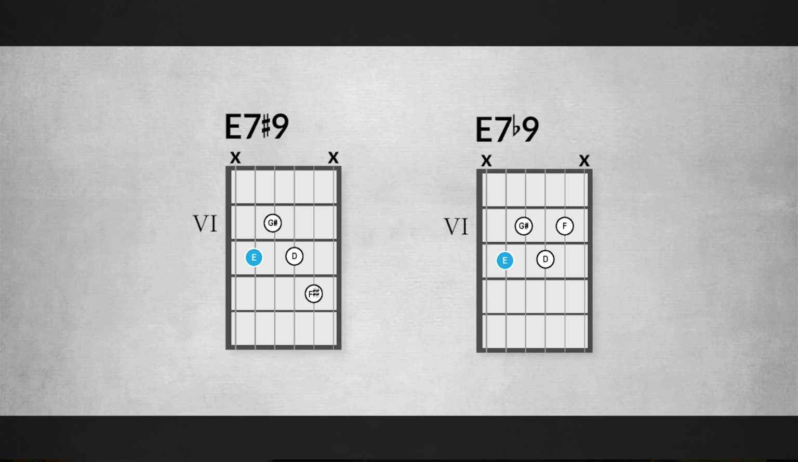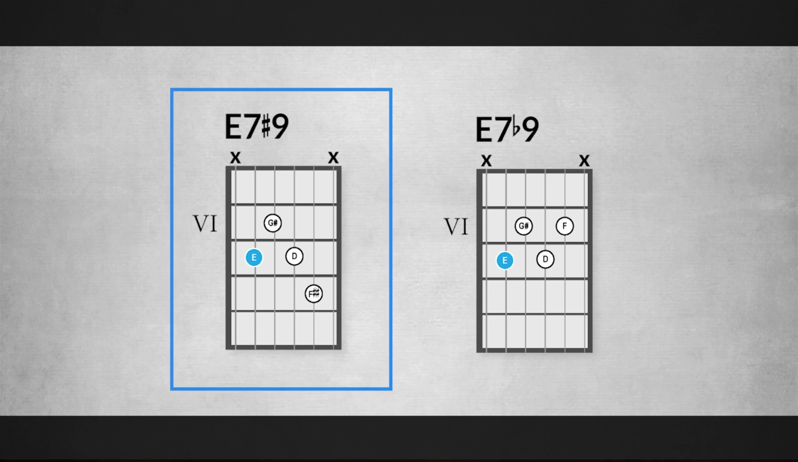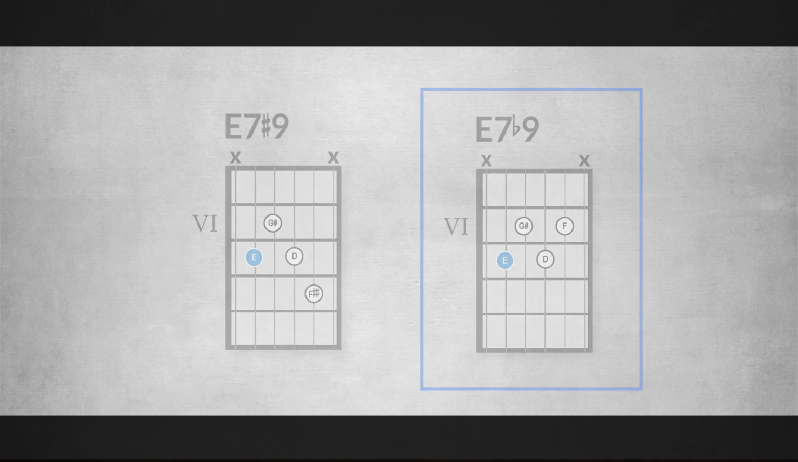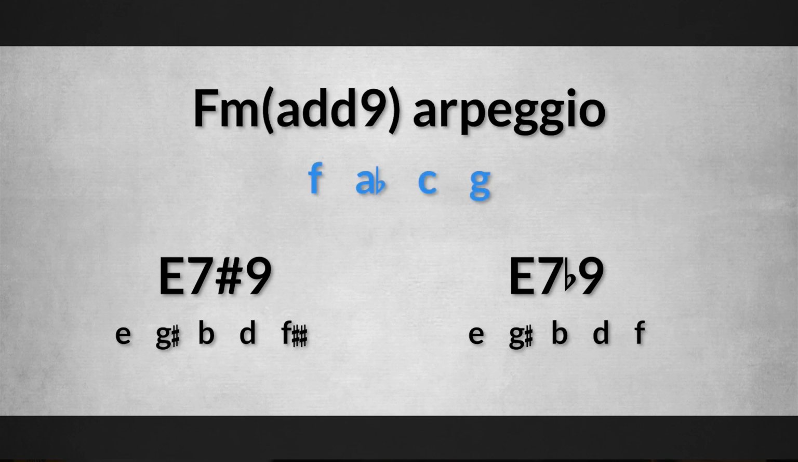Another great way to use this technique with a minor added 9 chord is to create an altered scale sound over an altered chord. And the most played altered chord by far on the guitar must be the E7 sharp 9, also known as the Jimi Hendrix chord, and the E7 flat 9 chord. In jazz it's very common to play an F minor added 9 chord over these two altered chords.